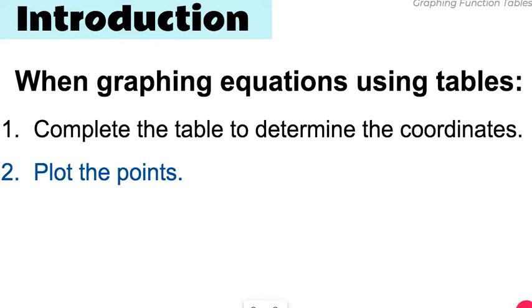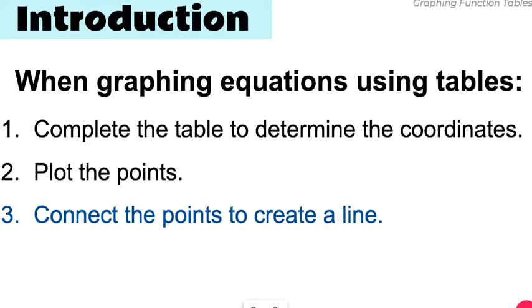The second thing you're going to do is, once you complete the table, you get your points, your x and y coordinates, and you plot those points. The third thing you do is connect those points to make a line. Now remember, with equations, they create solid lines. The points we have on the table are just the ones we put in the table. There are many, many points in between all of those. So once you're finished with the points you get, you connect the dots to make a line.